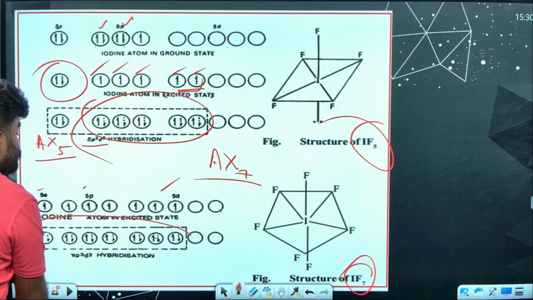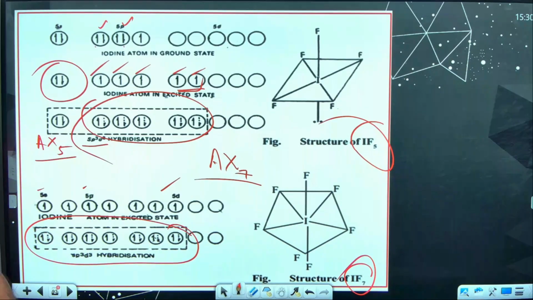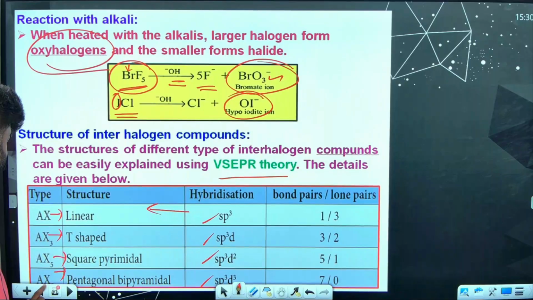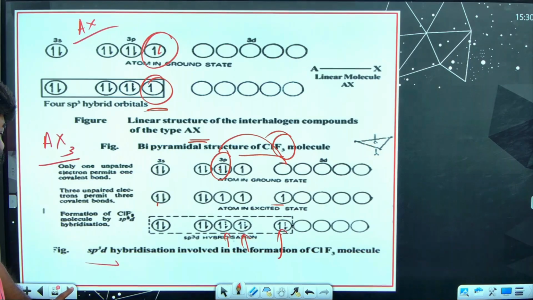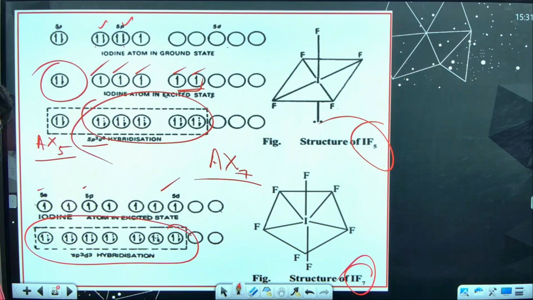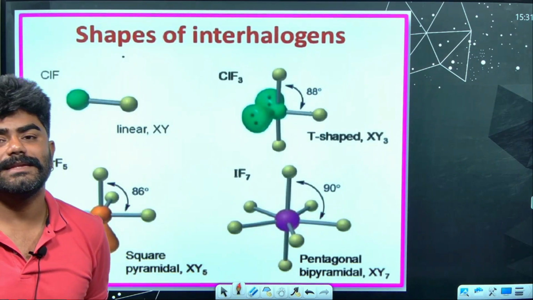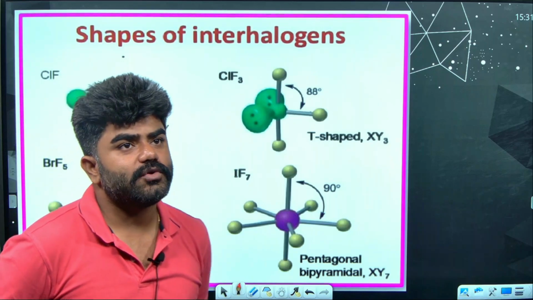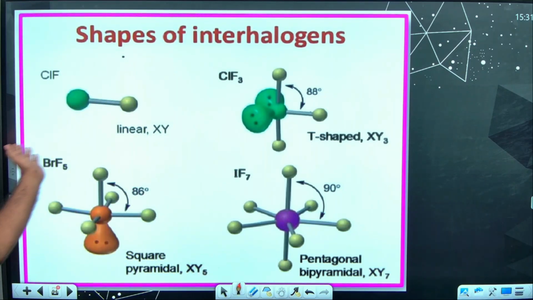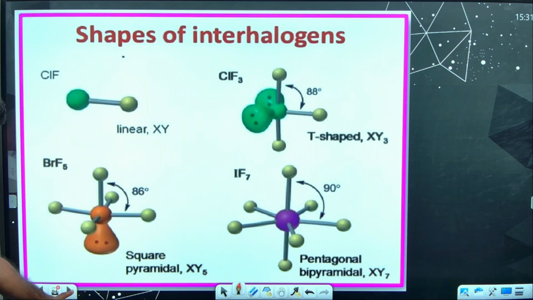So 7 unpaired electrons are paired by 7 fluorine atoms and you get IF7, whose structure is pentagonal bipyramidal because it takes sp3d3 configuration, sp3d3 hybridization. So here you can see the structures of the respective compounds that we discussed.